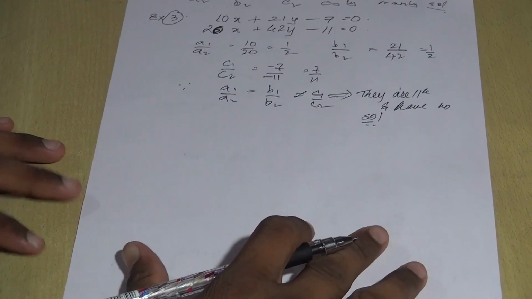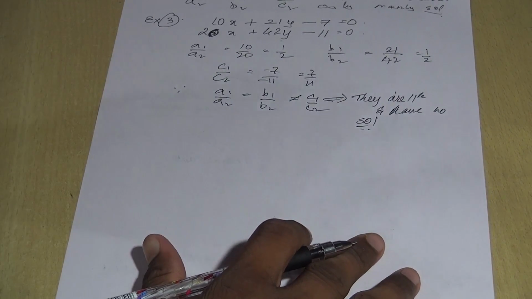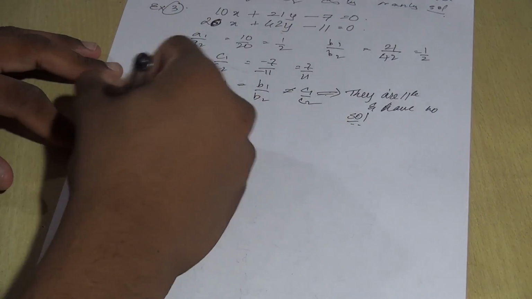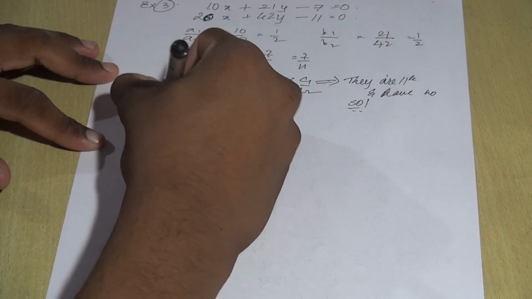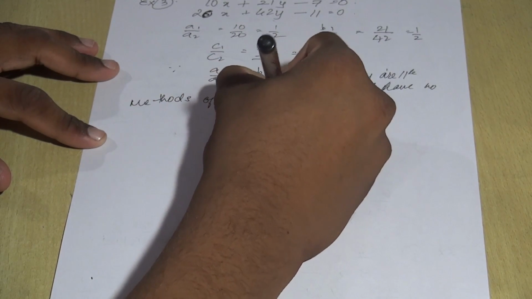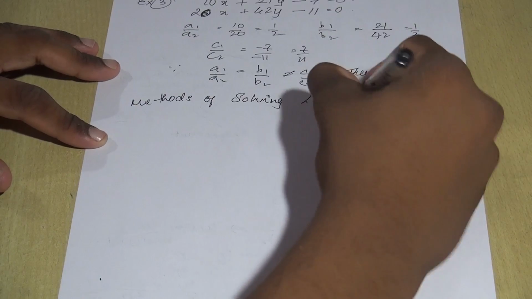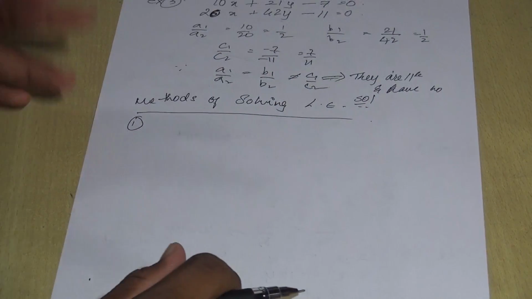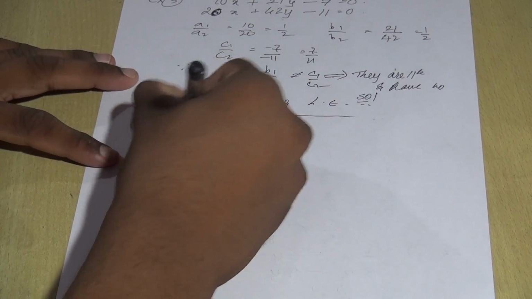Okay. Now we are going to see the methods of solving an equation. There are methods of solving linear equations. For this there are three methods. First is called the substitution method.